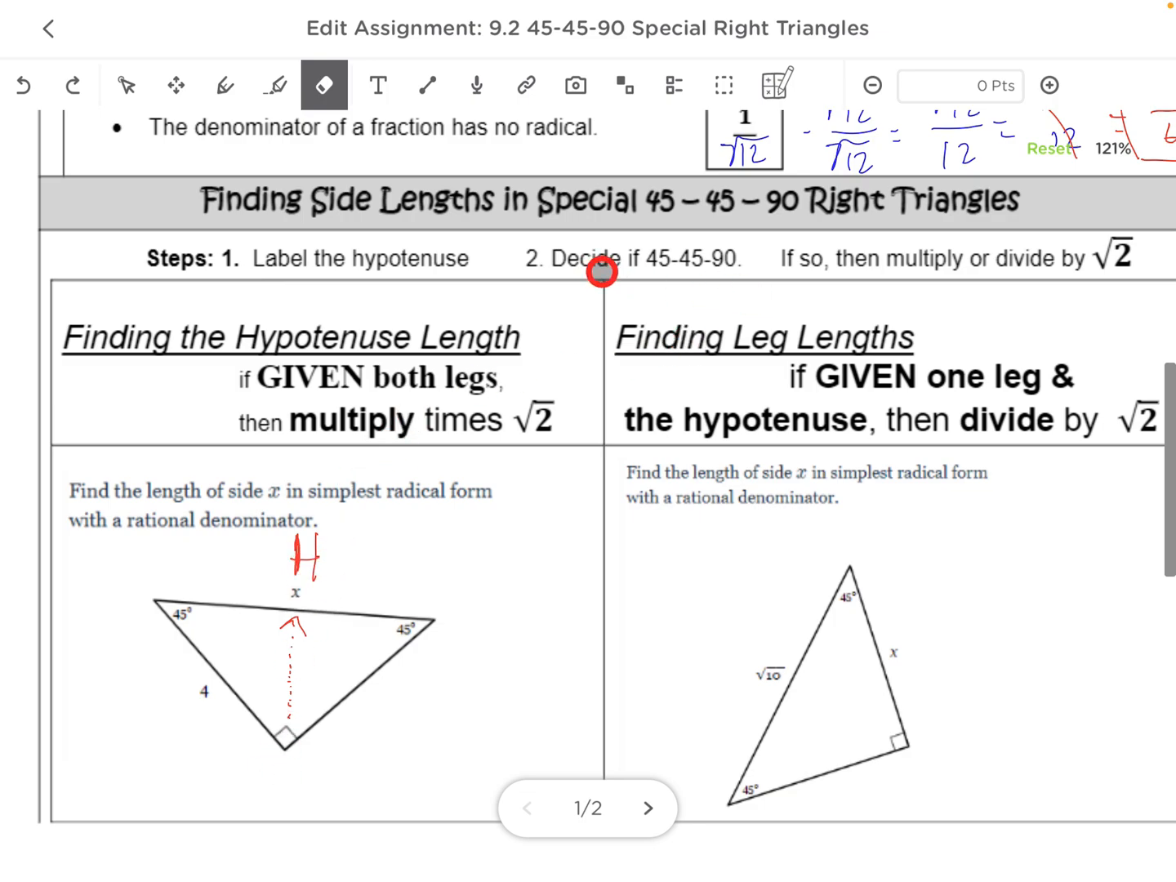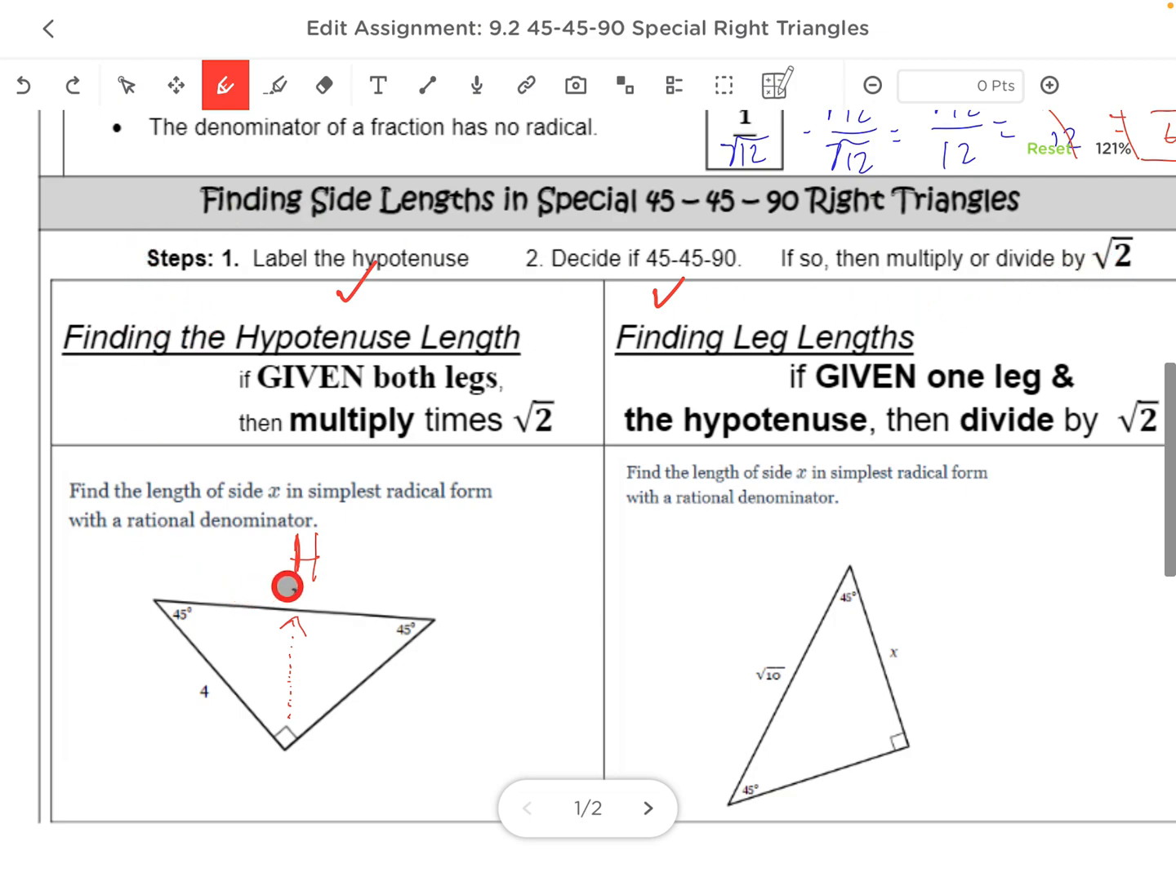Now we're going to ask ourselves, is this a 45, 45, 90 triangle? And it has 45, 45, and 90. So yes, it is, right? It is a 45, 45, 90. Okay, so now we're going to ask ourselves, do we multiply or divide by square root of 2?